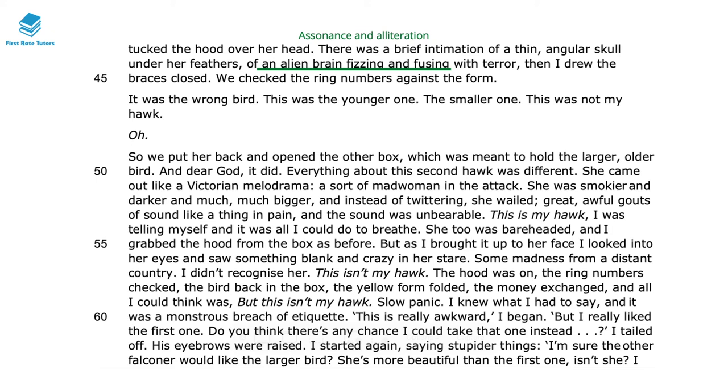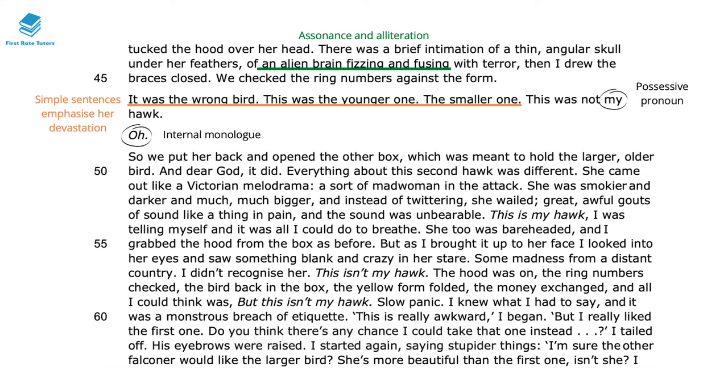So the hawk has seen the world, and then they've now drawn the hood back over her face. Also, she uses a series of simple sentences to show just how stunned and upset she is that the hawk that she witnessed, the hawk that has really changed everything for her, was not meant for her. She says it was the wrong bird. This was the younger one, the smaller one. And these simple sentences emphasize her devastation. Also, the possessive pronoun "my" shows that she really had grown attached to this hawk. She saw it as her own, and she saw it as a hawk that should be part of her journey.